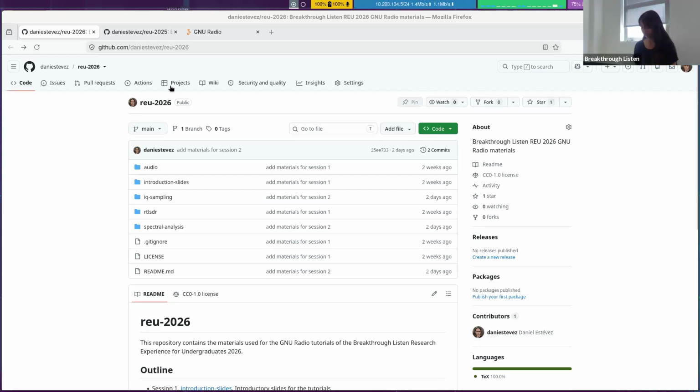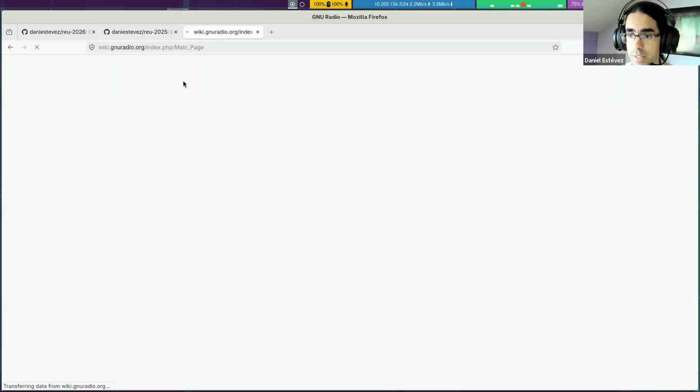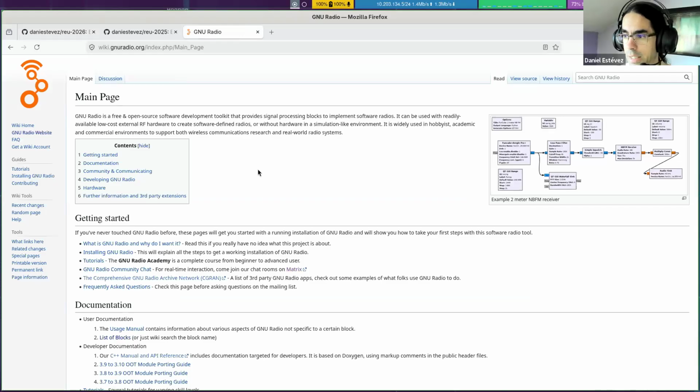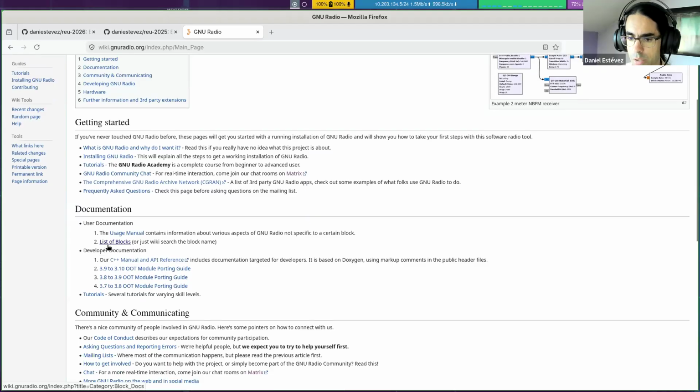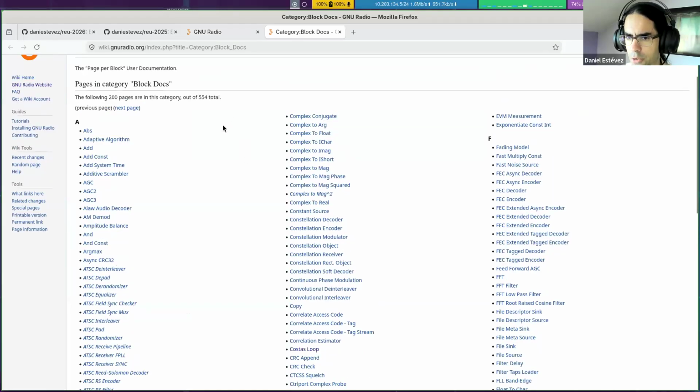First thing I wanted to start with today is the GNU Radio Wiki, because I wanted to show that a couple of weeks ago and it wasn't working. So now it's working. If you go to wiki.gnuradio.org, or if you just Google for GNU Radio Wiki, you can get here. And there are two parts in the wiki which are very useful to learn about GNU Radio. One of them is this list of blocks, which you can go in here, and basically for almost all the blocks which are available in GNU Radio, there is good documentation for them.